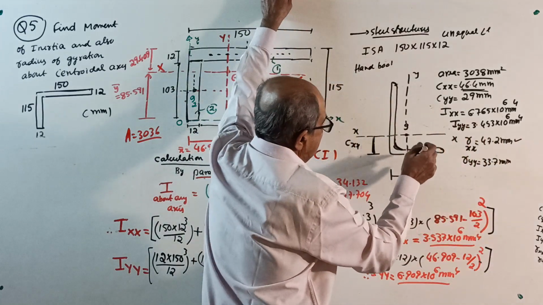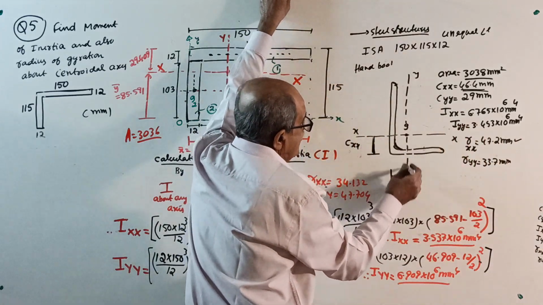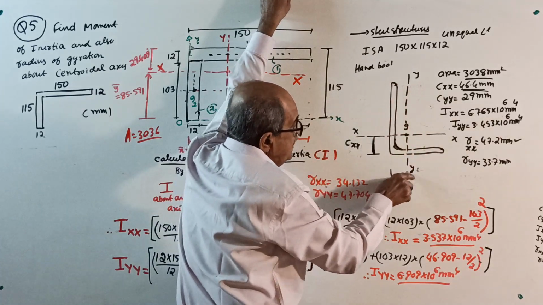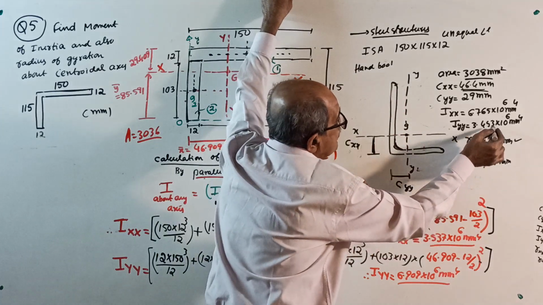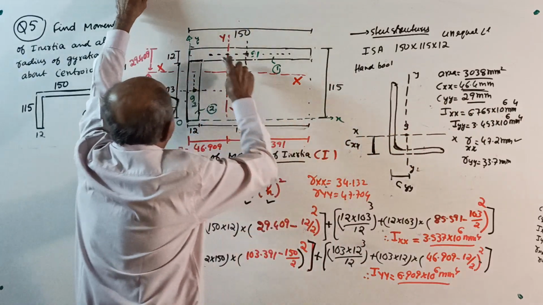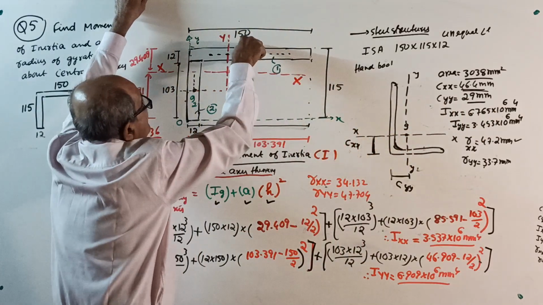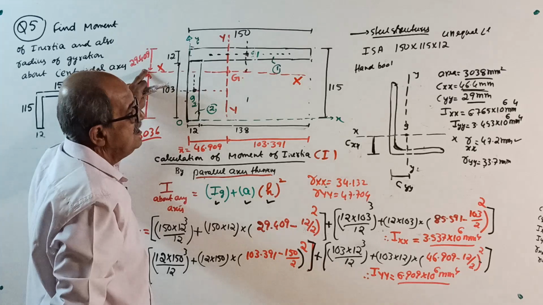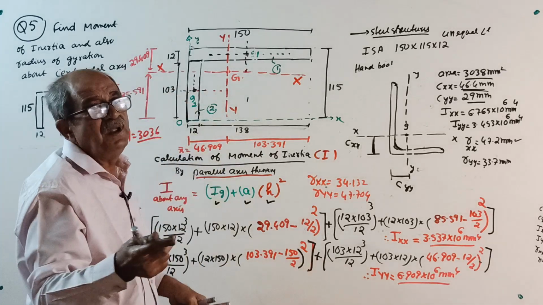And then they told Cyy, that is the measurement from the longer leg. Cyy, how much is it? 29 millimeter. That is from the longer leg, this way for the CG. Oh, 29.409. They told 29.4 millimeter extra.